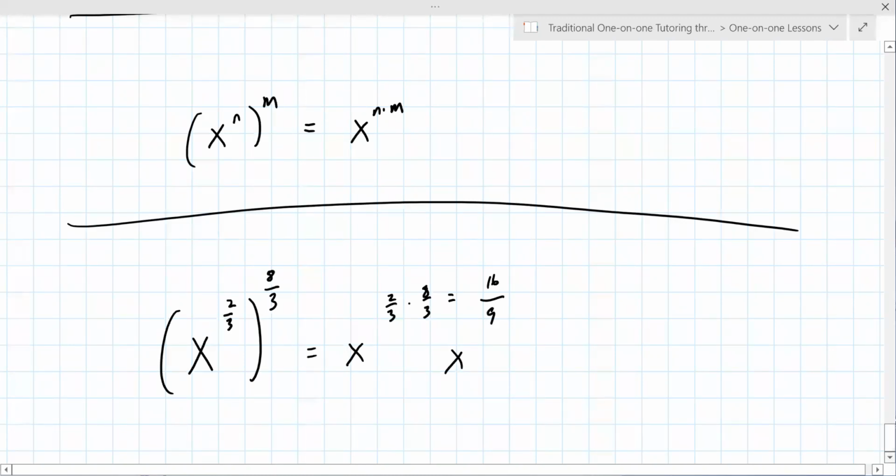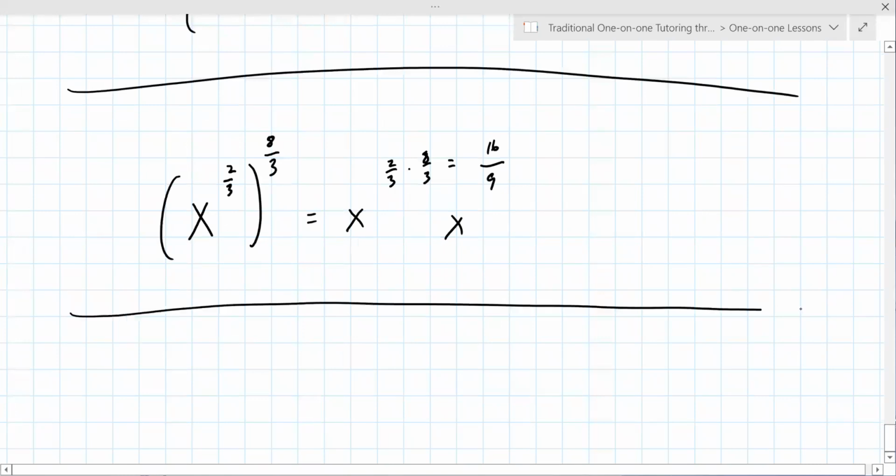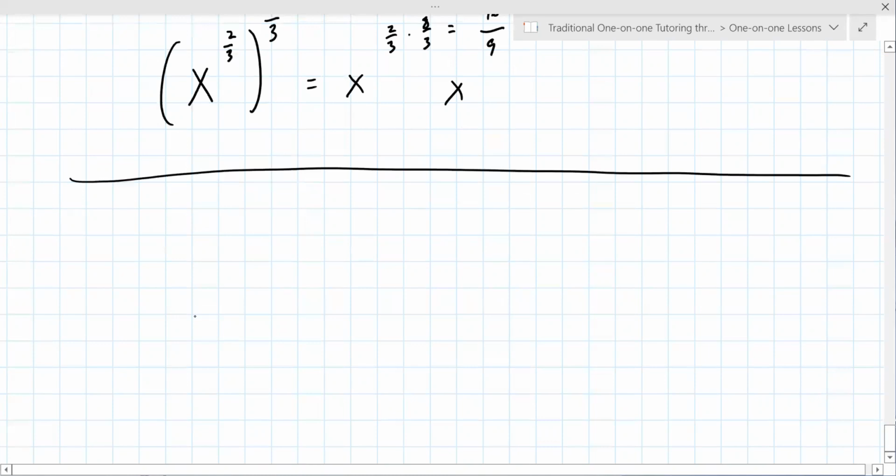Okay. So you ready to try one on your own? Yeah. We will get back to some prep questions, but we've got to do this first. So let's go x to the 5/4 to the 3/2 power. Over. So 15/8. Yes, x to the 15/8.